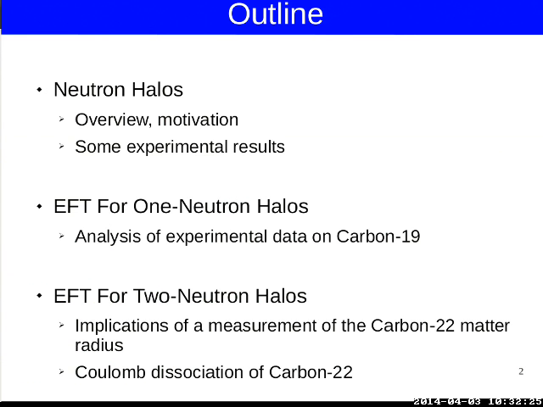So here's the outline of my talk. I'll begin with a brief overview of neutron halos and try to motivate why it is a good thing to study them. And then I'll discuss some early experimental results that are relevant to my work. And then I'll move on to a brief summary of effective field theory applied to one-neutron halos and discuss how we use this to analyze experimental data on carbon-19. And then I'll move on to effective field theory for two-neutron halos and discuss applications to carbon-22.